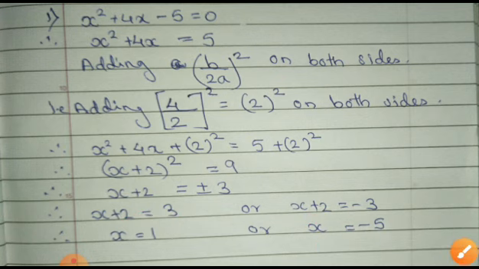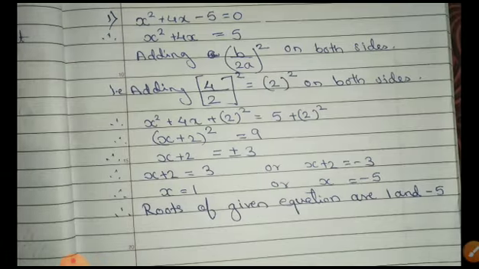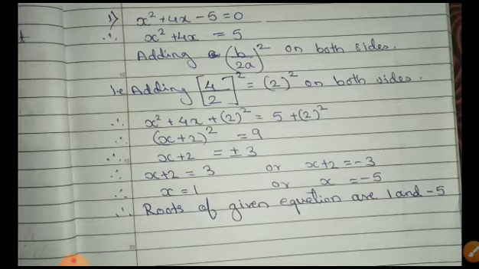That means x will be equal to 3 minus 2, that is equal to 1, and minus 3 minus 2, that is equal to minus 5. So the solutions, or the roots, of the given quadratic equation will be what? It will be 1 and minus 5. Is it clear? Okay. So what is the first step?